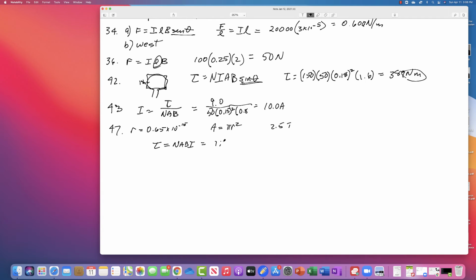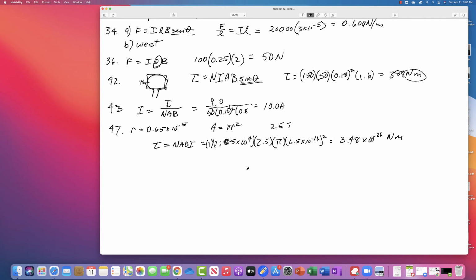So it's 1 times 1.05 times 10 to the fourth times, and it's a 2.5 Tesla field, and the area is pi times 6.5 times 10 to the minus 16 squared. And if you do all of this math, you get the torque here is going to be 3.48 times 10 to the minus 26 Newton.